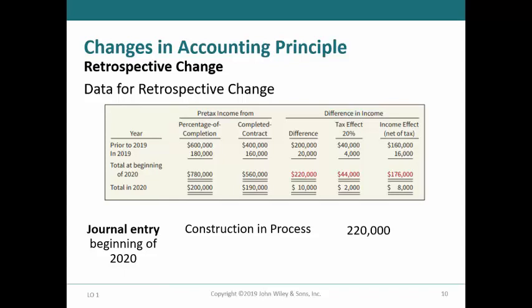As you see in the example, the cumulative effect on net income for periods prior to 2019 was calculated to be $200,000 higher under the percentage of completion method and $20,000 higher for 2019 than completed contract. This additional profit would be debited to the asset construction in process under percentage of completion. Applying the 20% tax rate to the additional amounts would equal $44,000 in deferred taxes to be credited to deferred tax liability.